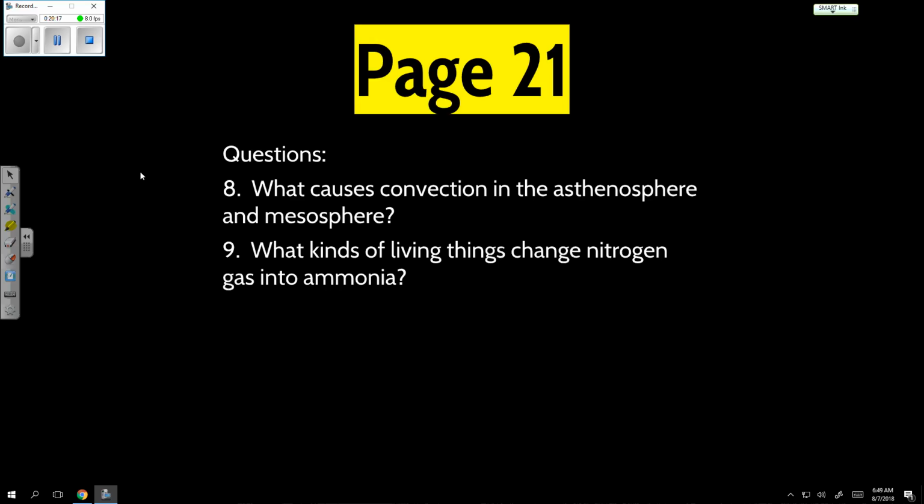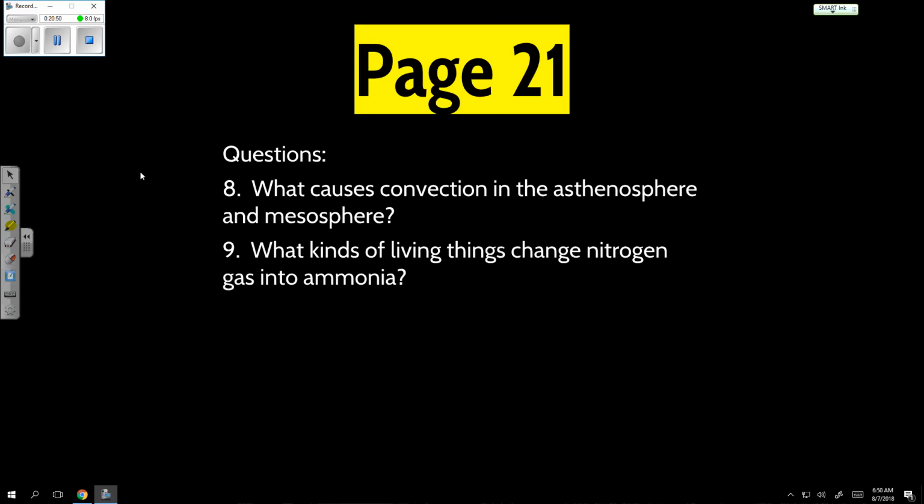Bottom left, bacteria in soil and roots change nitrogen gas into ammonia. Highlight that. Plants can use ammonia, but they cannot use nitrogen gas. Bacteria in soil and water, on the lower right, change nitrates and ammonia into nitrogen gas. The gas goes back into the atmosphere.